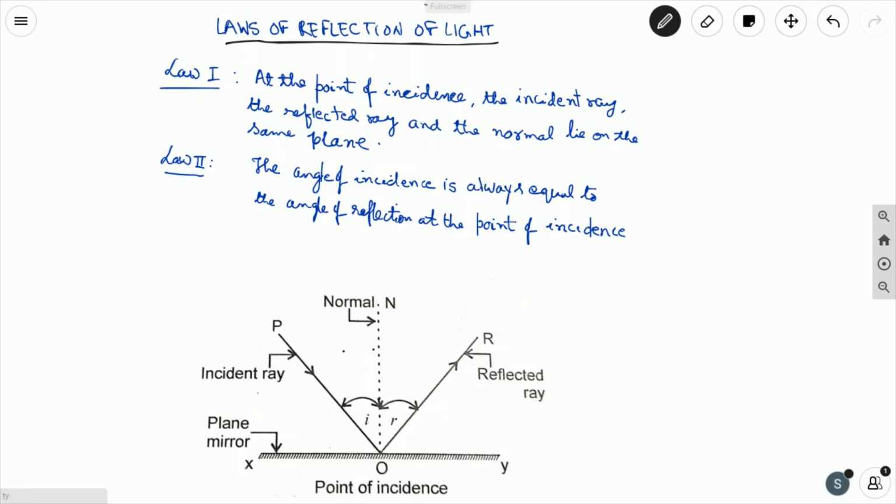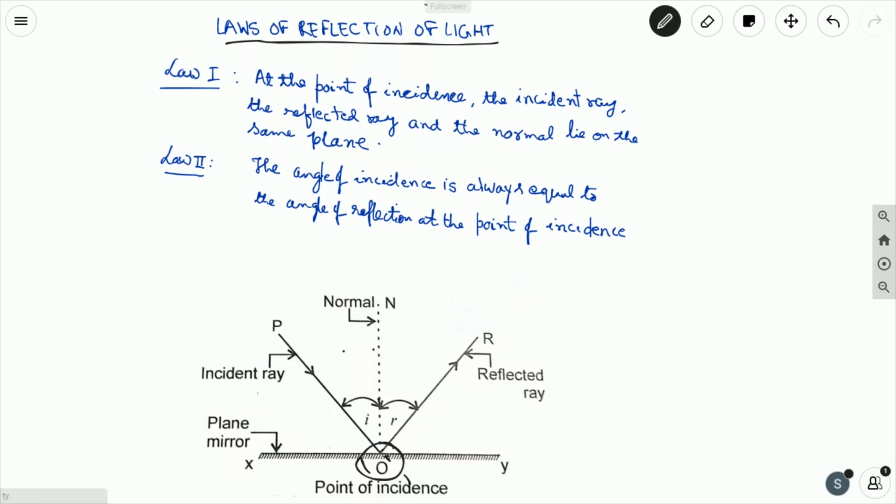So law number 1 of reflection of light. Suppose we take a plane mirror here. XY is a plane mirror, and on the plane mirror one side is silver polish, we know that, and the other side is reflecting, like the looking mirror in a house. Law number 1 states that the point of incidence is the point where the incident ray will strike. At the point of incidence, the incident ray after striking will reflect back in the same medium. This ray is called the reflected ray.